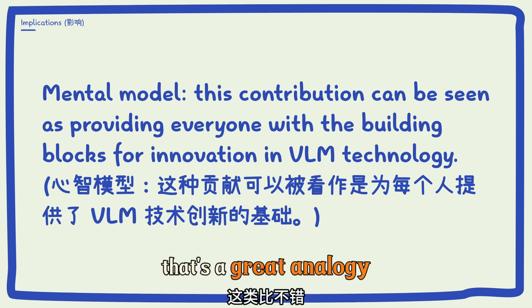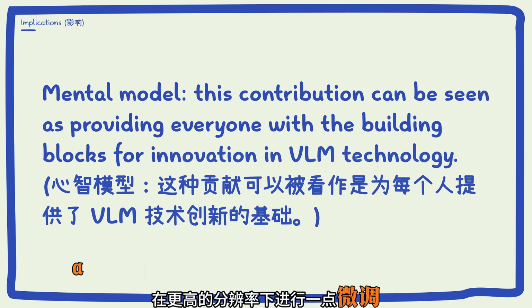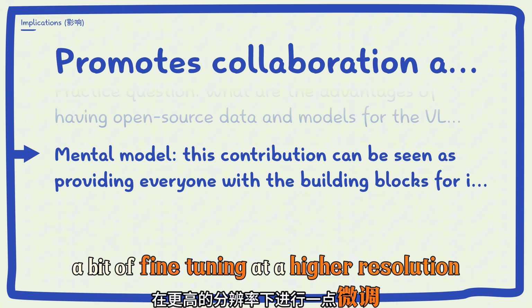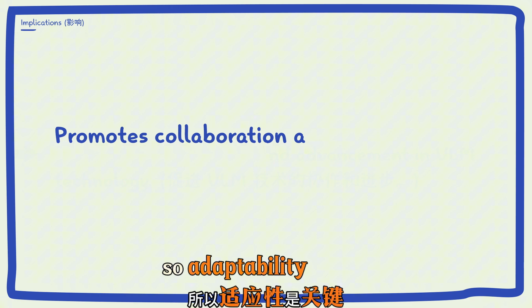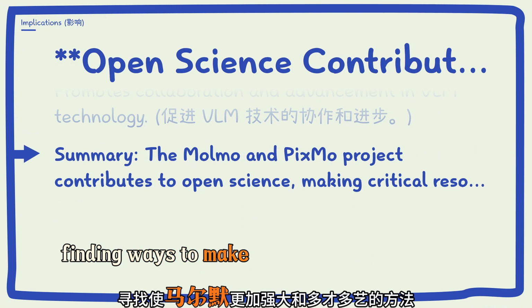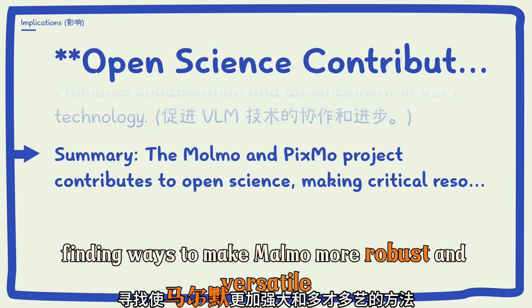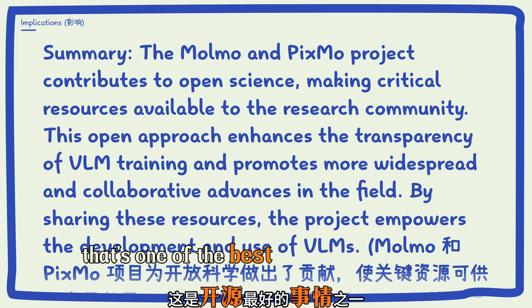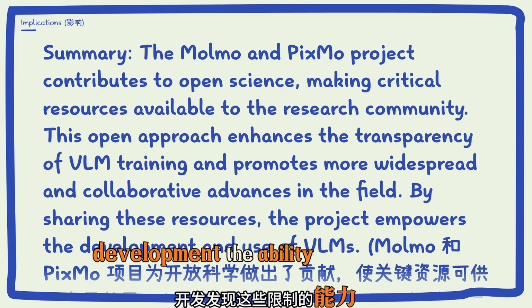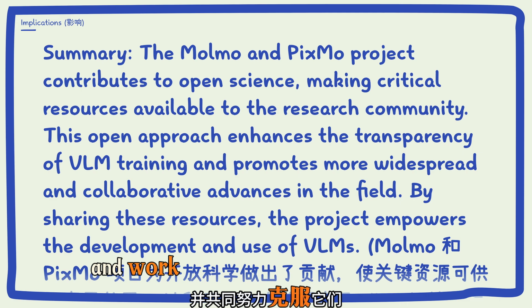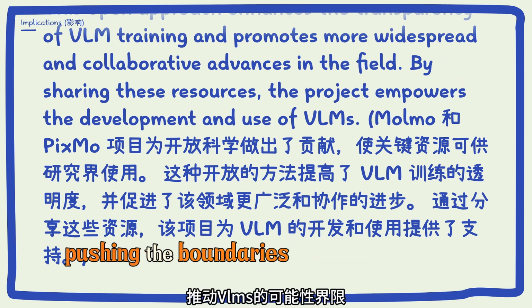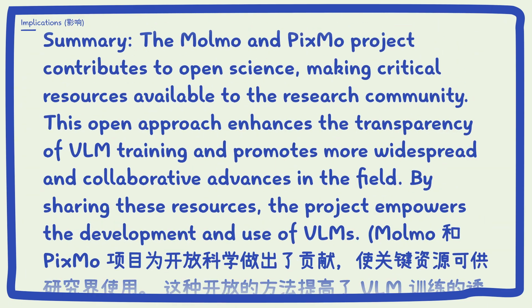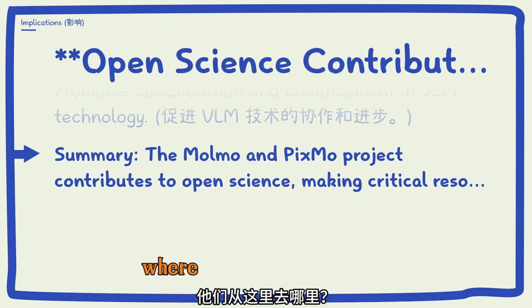That's a great analogy. But they did find a workaround. A bit of fine-tuning at a higher resolution helped Molmo generalize better across different crop settings. So adaptability is key, finding ways to make Molmo more robust and versatile. Exactly. And that's one of the best things about open source development, the ability to find these limitations and work together to overcome them. A constant evolution, pushing the boundaries of what's possible with VLMs. What's next for Molmo and PixMo? Where do they go from here?